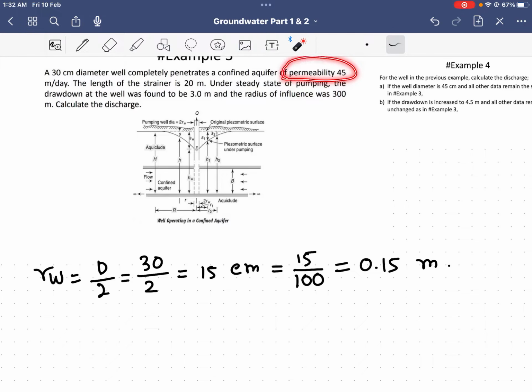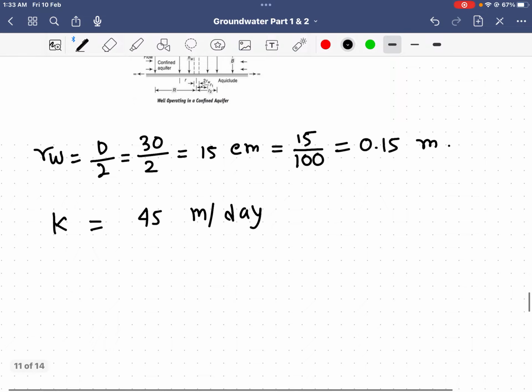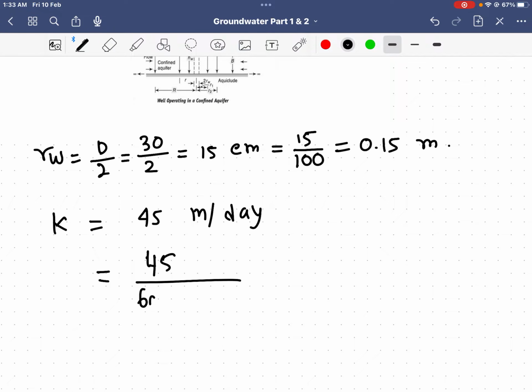Then I get my next piece of information. I already have the permeability, so my permeability is K, right? K equals 45 meter per day. I have my permeability in meter per day, but I want to make it meter per second. So 45 divided by 60 times 60 times 24. If I do that, I will get 5.208 times 10 power negative 4. This is meter per second.